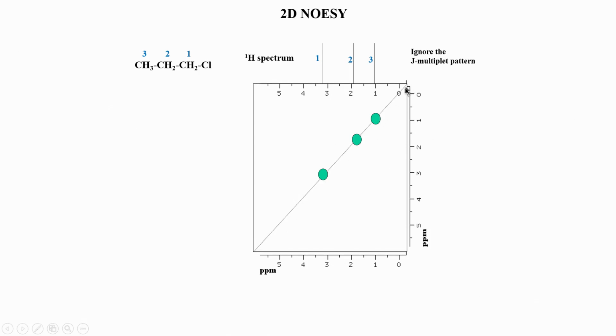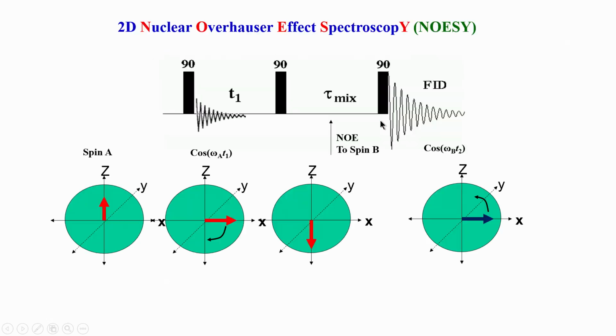The diagonal peak is similar to what we saw in the 2D COSY and TOCSY experiments. What is it coming from? This comes from the fact that this spin, let us say 3, does not transfer all of its magnetization to anybody. Part of it is kept with itself and only part of it is transferred to 2 or 1. Whatever is not transferred and is retained on itself ends up as a diagonal peak.